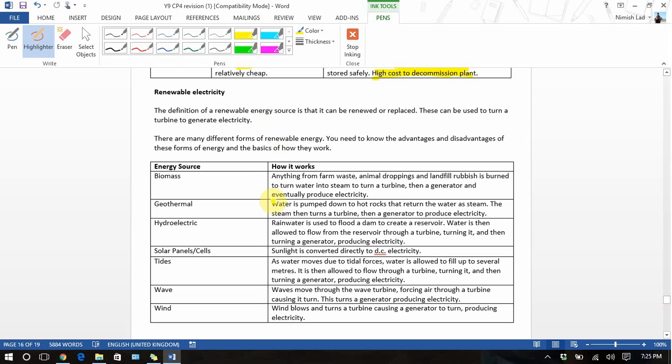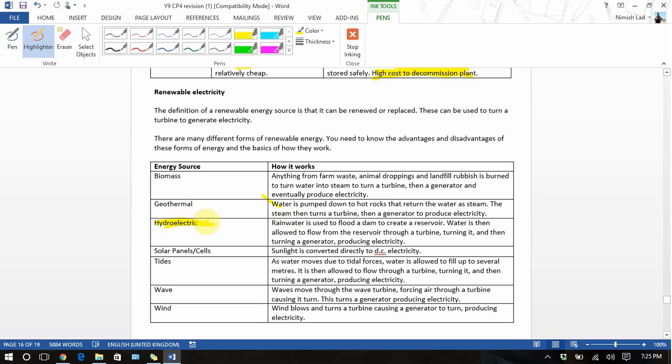So there are many different forms, and you need to know how they work, and also the advantages and disadvantages of these two. So biomass is like burning waste from animals, and we've got that idea before, and that heats water, turns turbine, turns generator, makes electricity. Geothermal, hot rocks on the ground, heats water, turns a turbine, turns a generator, makes electricity.